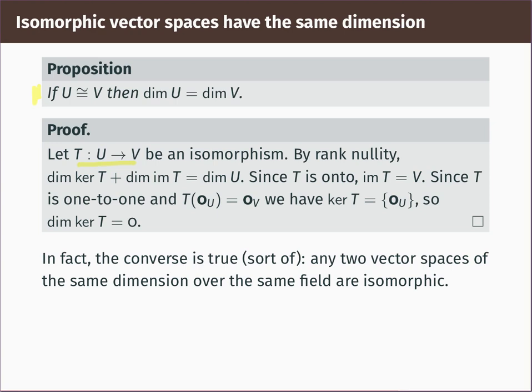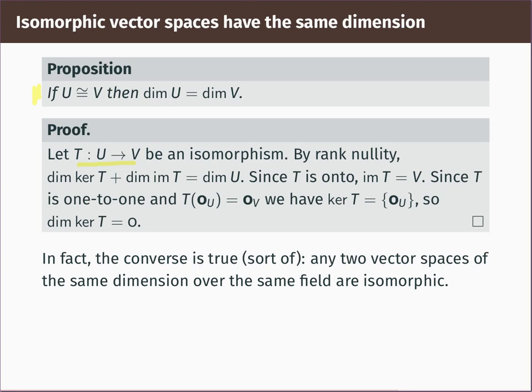And also, because T is 1 to 1, the kernel of T is the 0 vector. We've actually proved this before on a previous slide. The reason that it's true is that we know T of the 0 vector in U is equal to the 0 vector in V. So because T is 1 to 1, T can't map anything else to the 0 vector in V. So the kernel of T is just the 0 vector in U, and its dimension is therefore 0.